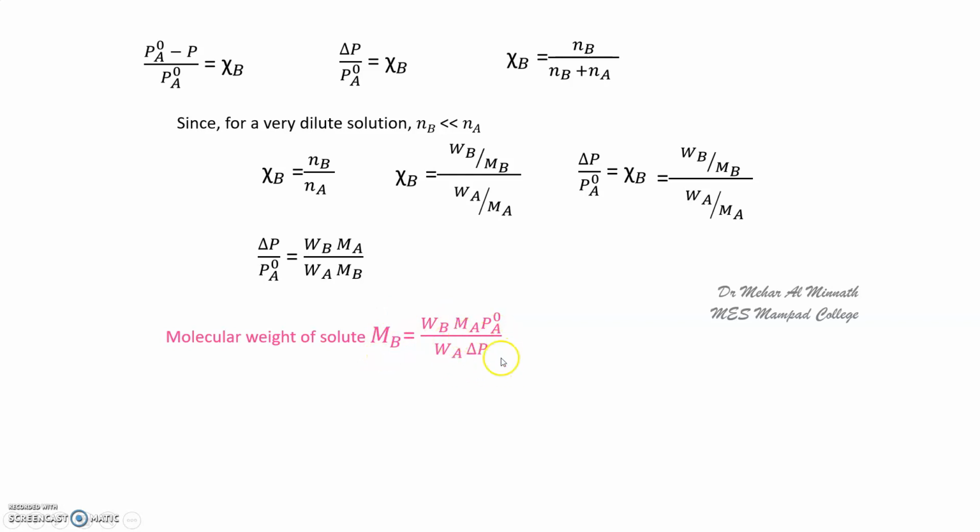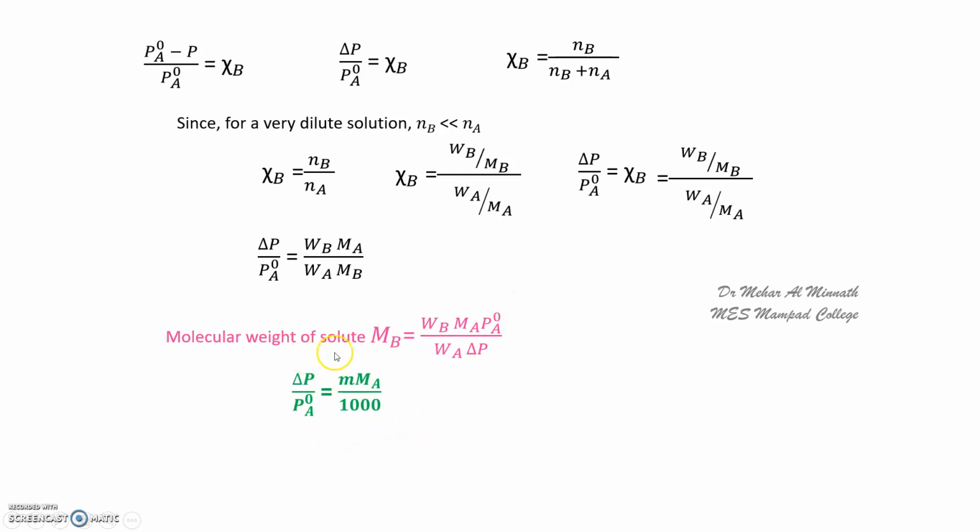So if we know the lowering of vapor pressure, the molecular weight of solvent and the weight of solute, we can calculate the molecular weight of solute. This is how we apply this colligative property to determine the molecular weight of the solute dissolved in a given solution, to understand what solute is present in it. Using this expression, you can solve a lot of numerical problems, so try to solve problems related to the determination of molecular weight of solute using the lowering of vapor pressure.